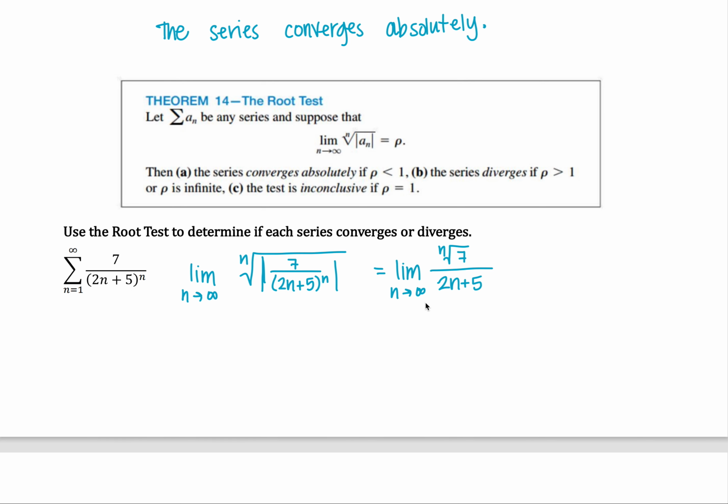Now, as n goes to infinity, the nth root of 7 is going to go to 1, and that goes back to Theorem 5 from section 10.1. I don't know if you remember, but I said those are going to come in very handy, and it comes in handy here. So the numerator is going to go to 1. As n goes to infinity, the denominator goes to infinity. So we've got 1 over infinity, which is just 0. So here our rho value is 0, so our series converges absolutely.